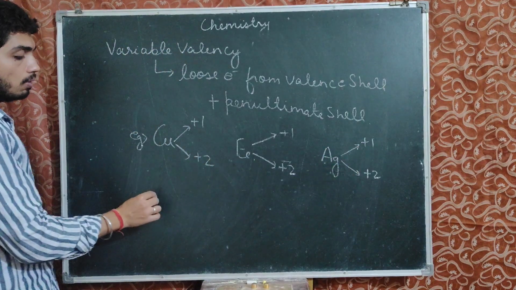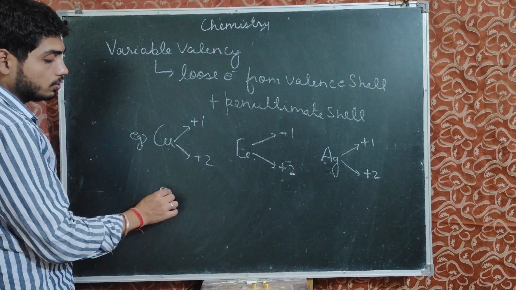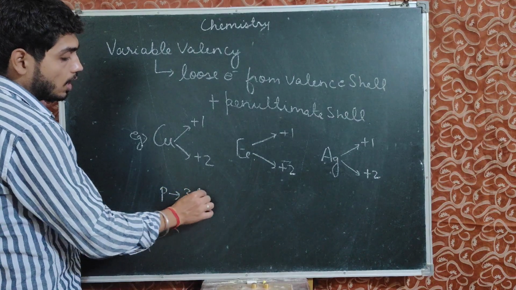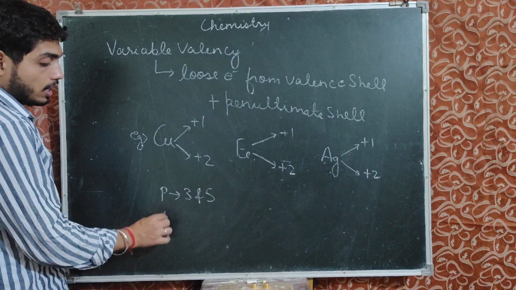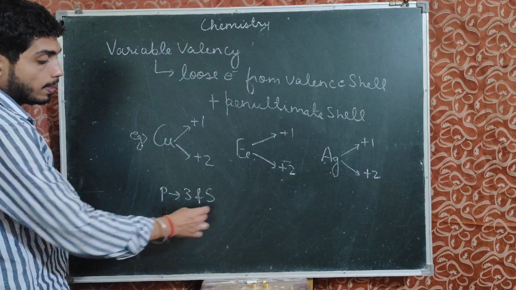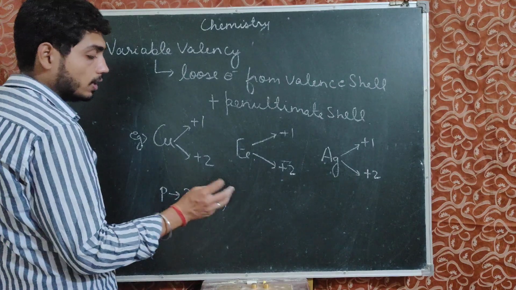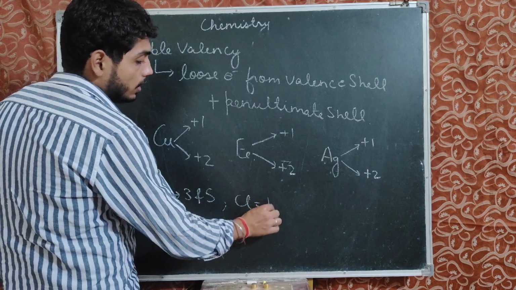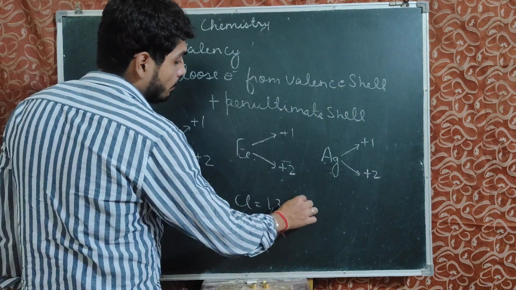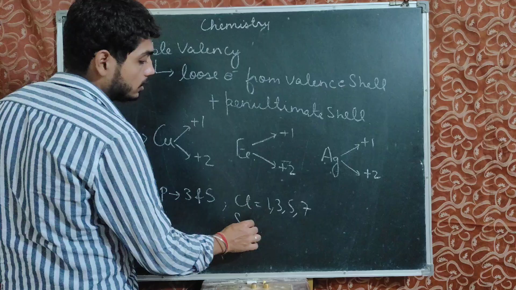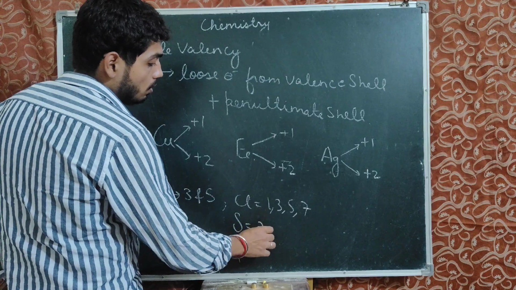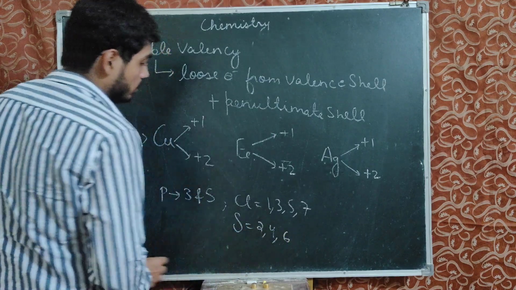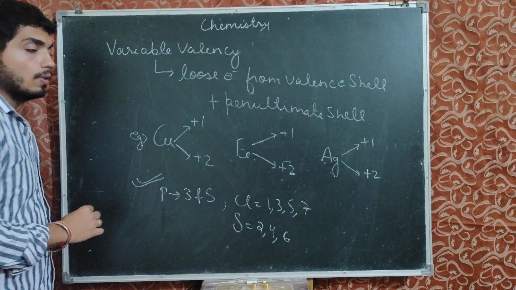And we know that among non-metals, phosphorus shows a covalency of 3 and 5. I have already made you write this in the books. Nitrogen only shows a valency of 3. And chlorine shows a valency of 1, 3, 5, 7. Whereas sulfur shows a covalency of 2, 4 and 6. Just write all these things in your notes, those who have not written.